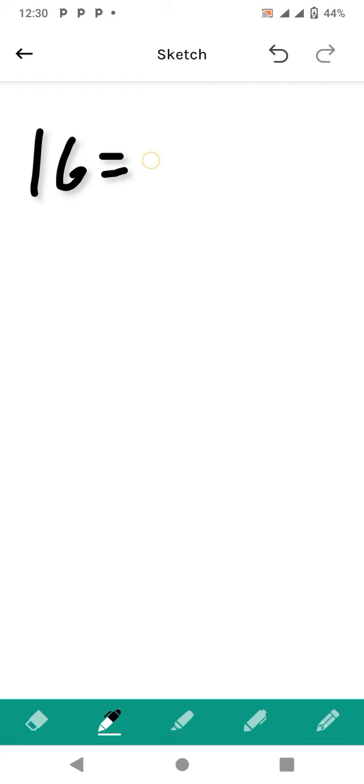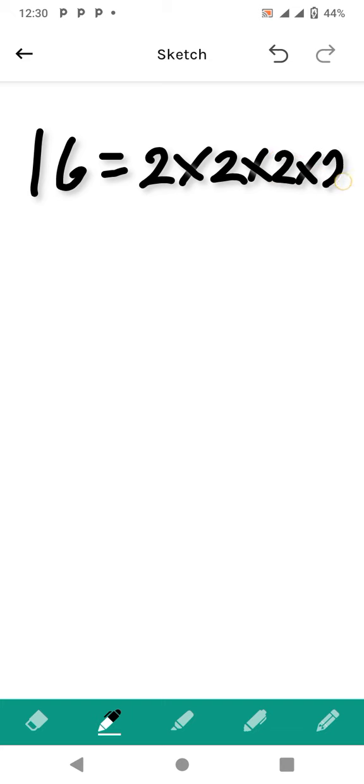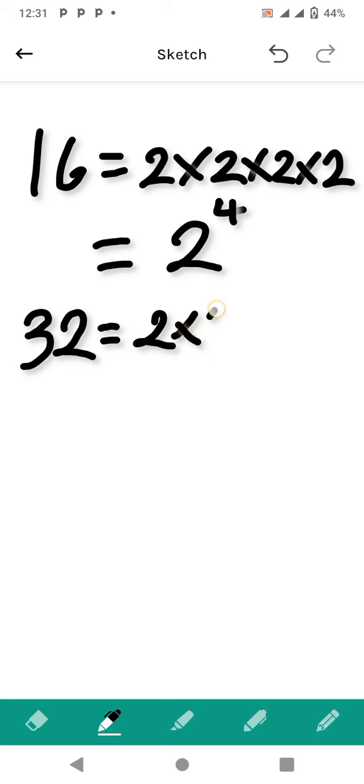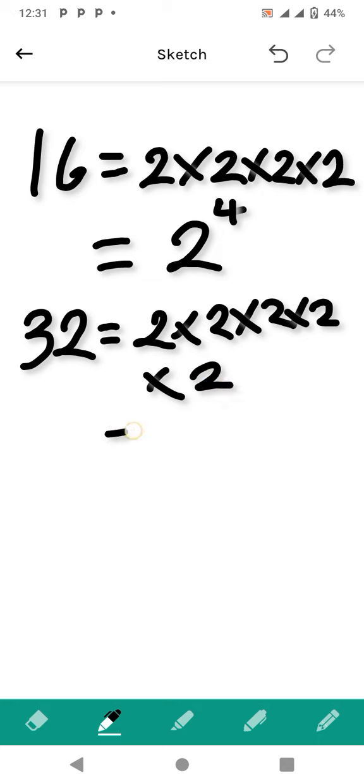16 will be 2 times 2 times 2 times 2. I'm expressing it as a product of its prime factors, then I express it in index form. I've also done a video on indices. It becomes 2 raised to power 4. Then I'm going to be dealing with 32. See, 32 will be, of course, 2 times 2 times 2 times 2 times 2. That's 32. Then in index form, 32 will be 2 raised to power 5.